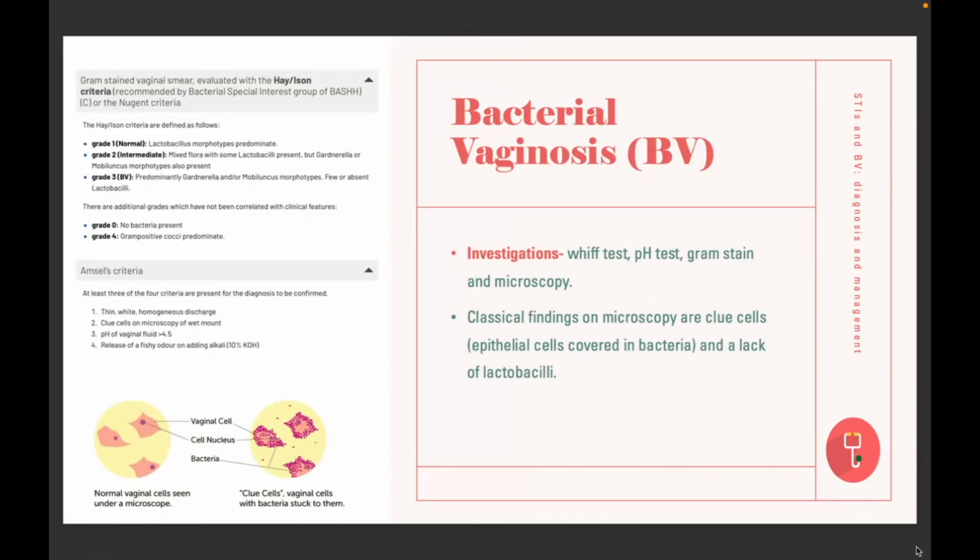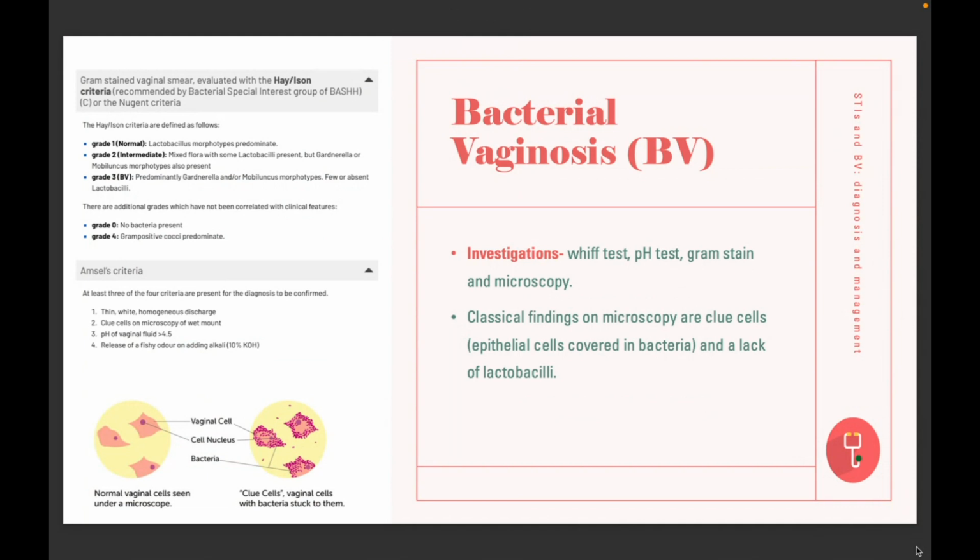Okay, so investigations-wise, you can do what's called the whiff test. If you combine a sample of the discharge with potassium hydroxide, it will give off a classical fishy smell. But from my experience, you often don't need to combine the discharge with anything. It will often have quite a strong smell in itself. You can also test the pH of the discharge, and if it's above 4.5, it's indicative that they might have BV. And you can also do a gram stain in microscopy, so again, looking at it under the microscope.